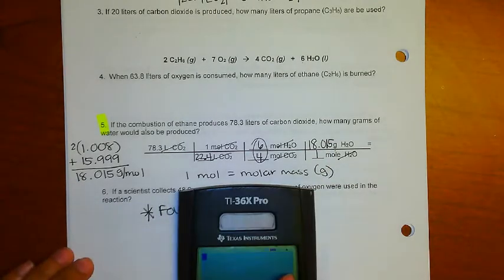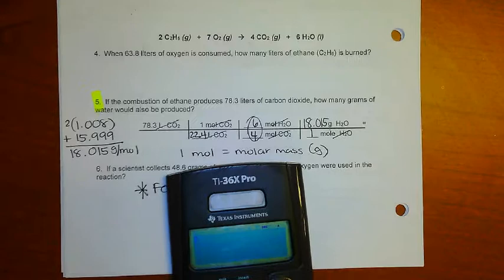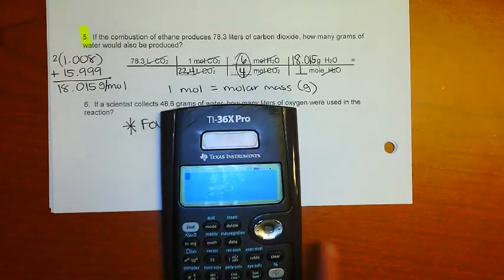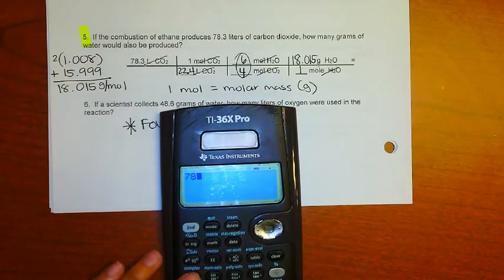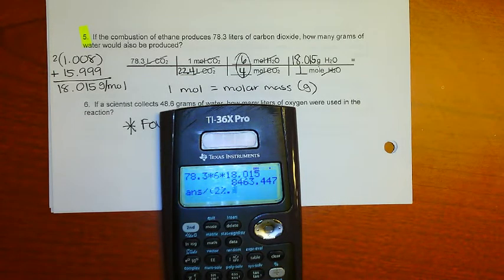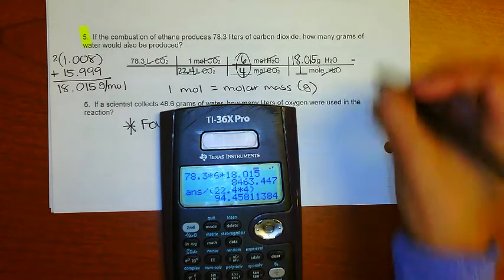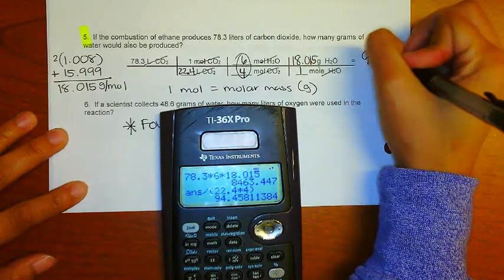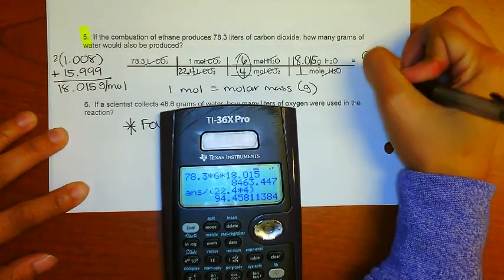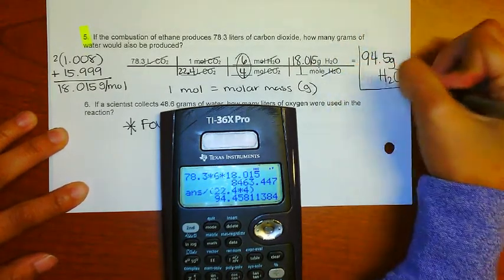So let's go ahead and put this into our calculator. So 78.3 times 6 times 18.015, and I divide that by the bottom, so 22.4 times 4, and I get 94.5 grams of water.